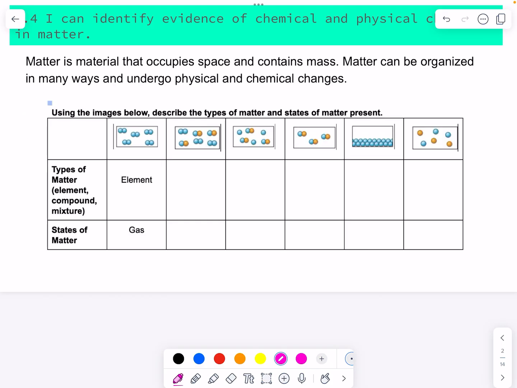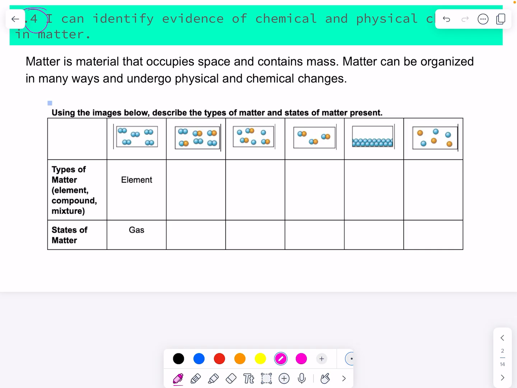All right, so Unit 4 is chemical reactions is our overall theme. So we're going to review one topic here that we've hit before about matter, and then connect it to chemical and physical properties. So that's our first one here. 4.1 is identifying evidence of chemical and physical changes in matter.